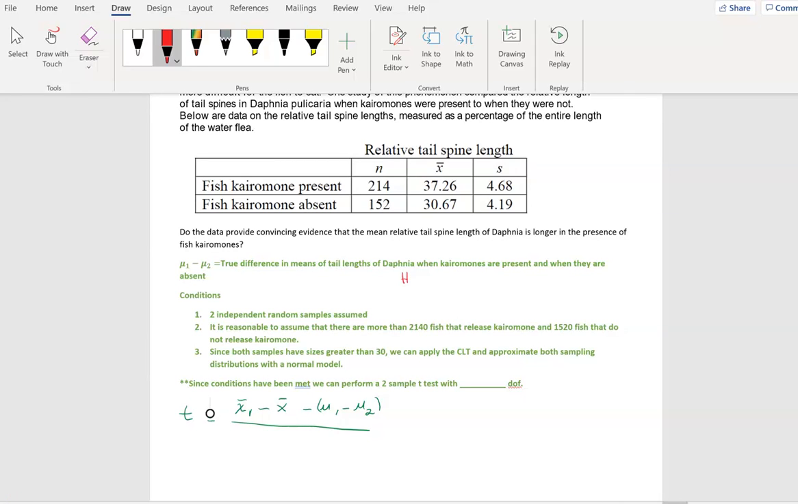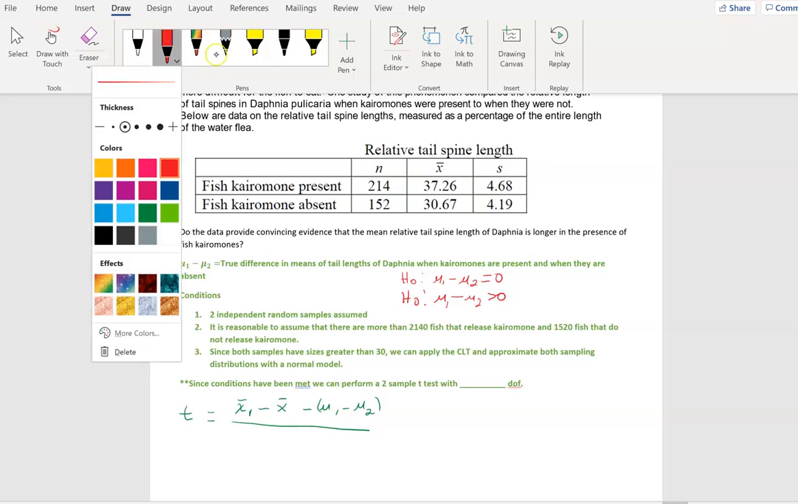So our null hypothesis is mu1 minus mu2 is equal to 0, that there's no difference. But we're expecting that the fish present with the pheromone present is going to have a higher length than without when it's absent. So that would be mu1 minus mu2 is greater than 0. So I just fixed that part of it. And so now let's go to the rest of the calculations.